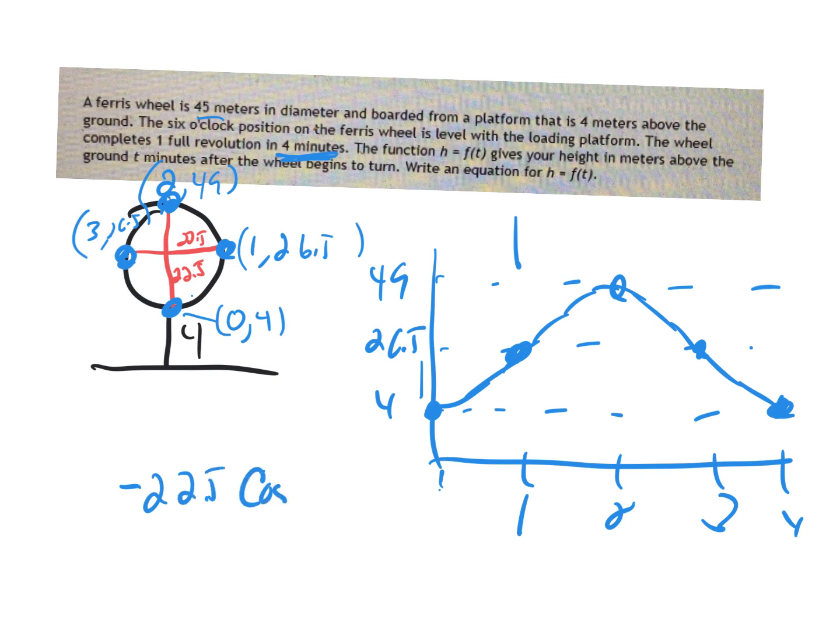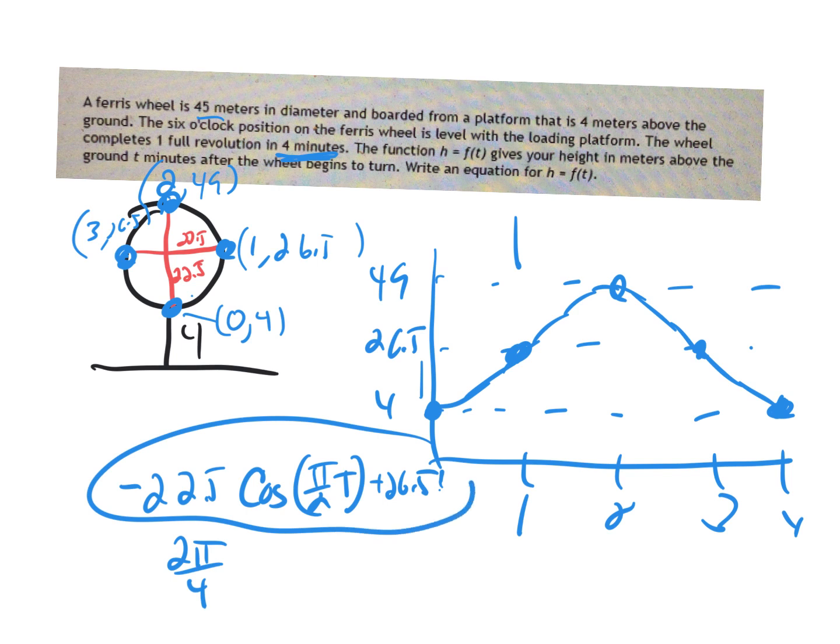22.5 times the cosine. Now the period is 4, so the b number will be 2 pi divided by 4, so that's pi over 2. And it was not shifted left or right at all. And then I see the midline is at 26.5. And there is my equation. Until I have to do something else with it, that'll get me there.